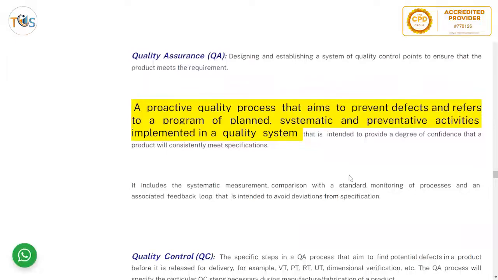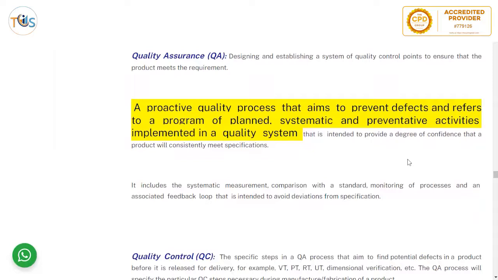Quality assurance is designing and establishing a system of quality control points to ensure that the product meets the requirements. So, designing a system of quality control points, that's what quality assurance is. It is a proactive quality process that aims to prevent defects and refers to a program of planned, systematic, and preventive activities implemented in the quality system, intended to provide a degree of confidence that a product will consistently meet a specification.